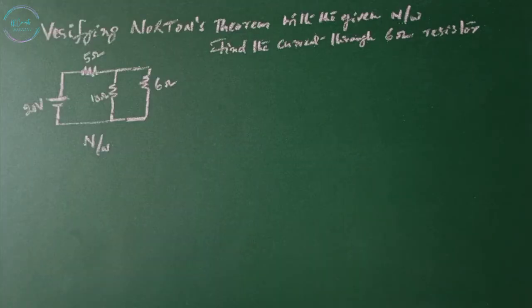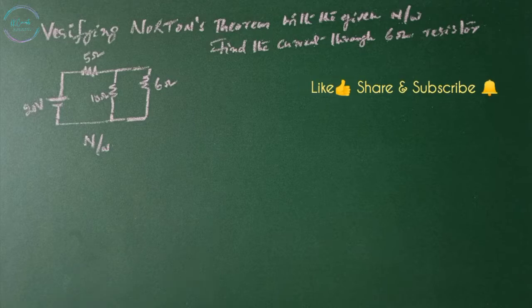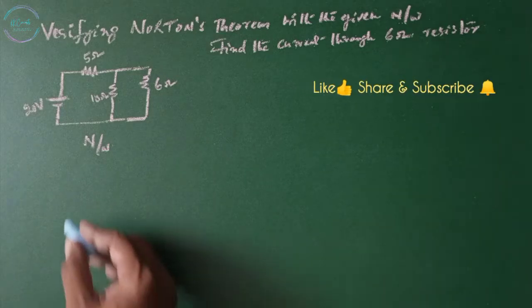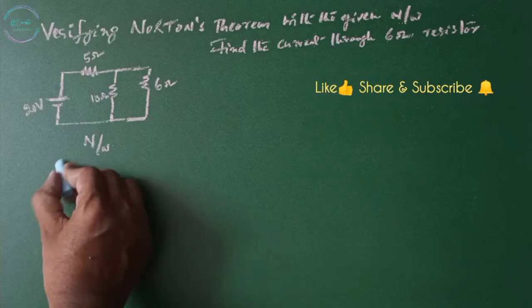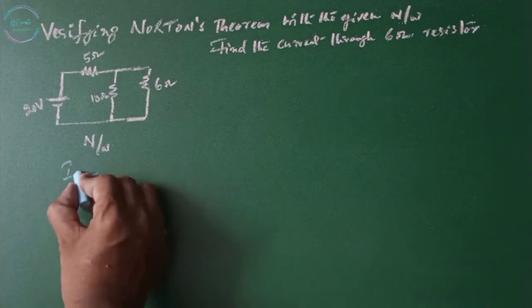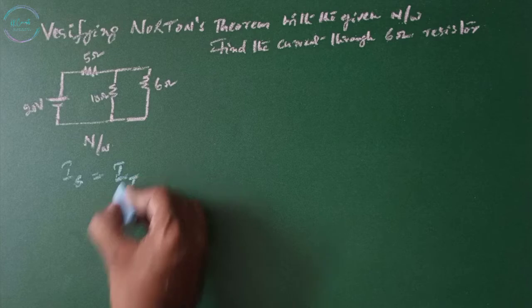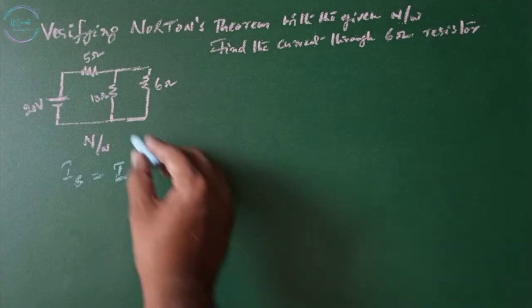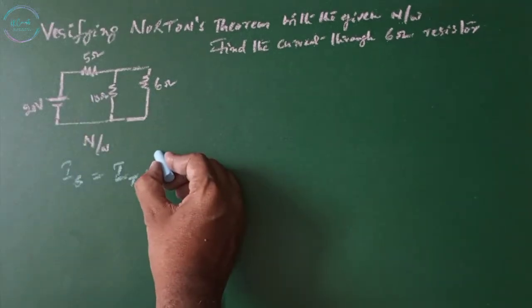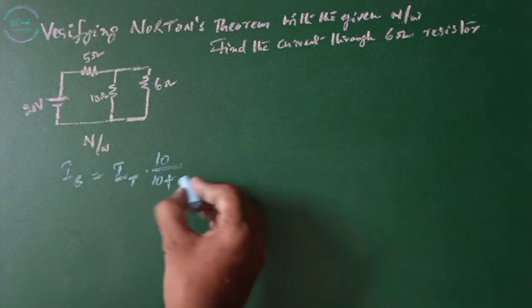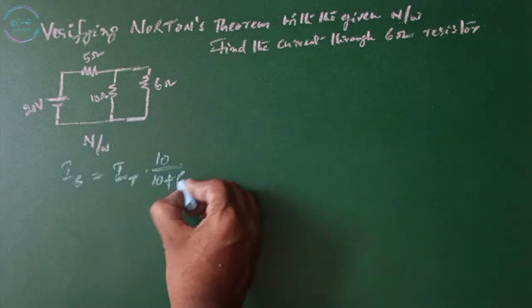Verifying Norton's theorem with a given network. Find the current through the 6 ohm resistor. This is the given network. Usually we calculate the current through the 6 ohm resistor, that is I6, equals the total current flowing through the network multiplied by the opposite branch resistance divided by the sum of both the resistances.